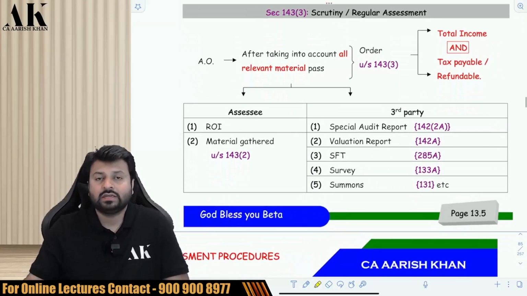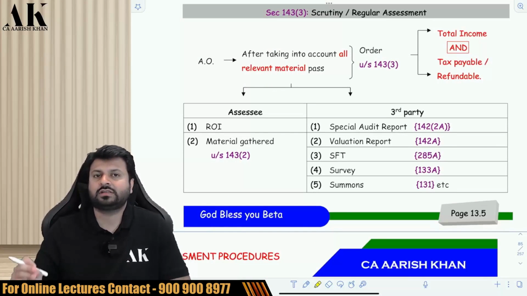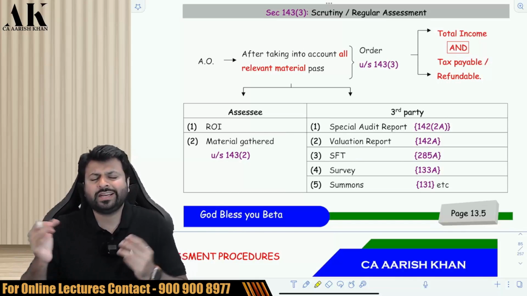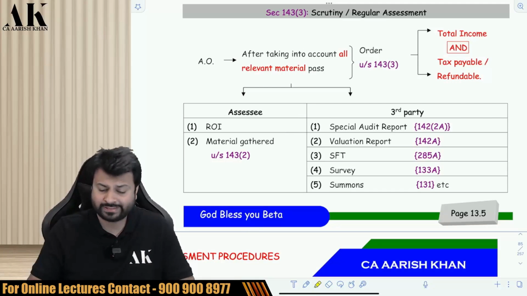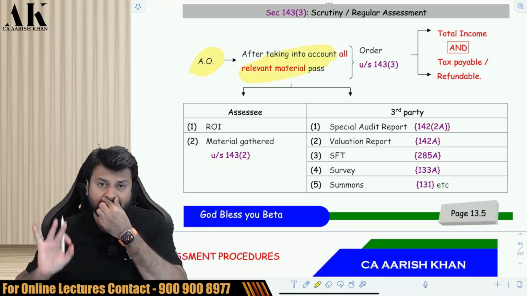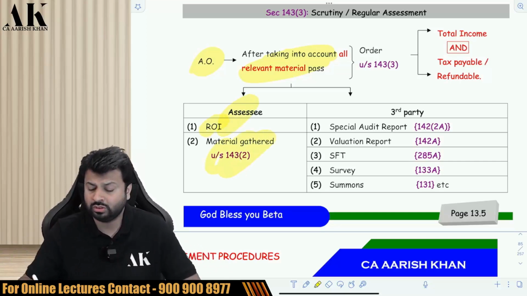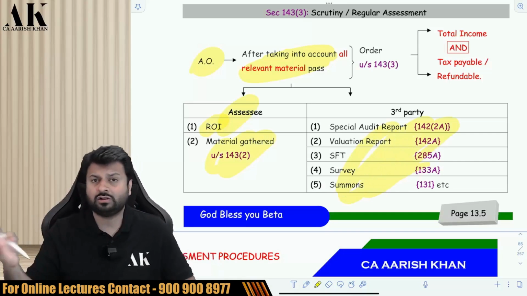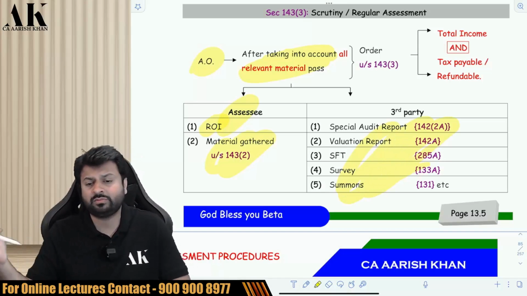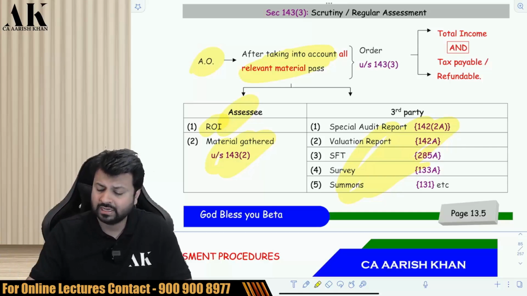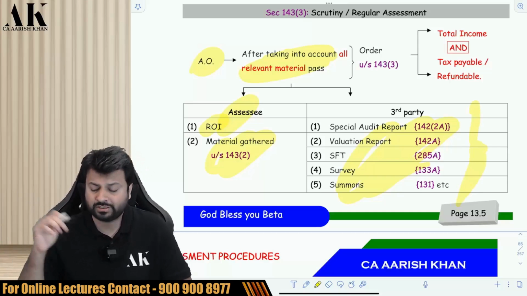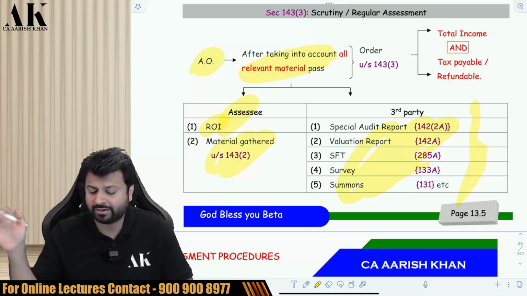Okay. Next, 143(3), the first assessment of our life, that is the scrutiny assessment, regular assessment, whatever you will say. AO will do the assessment. AO will take into account all relevant material. Relevant material will come from the assessee, like ROI, material gathered under 143(2). Relevant material can come from third parties also, like special audit report, valuation report, SFT, survey, summons. You have learned about all of them in different chapters. None of them are left.